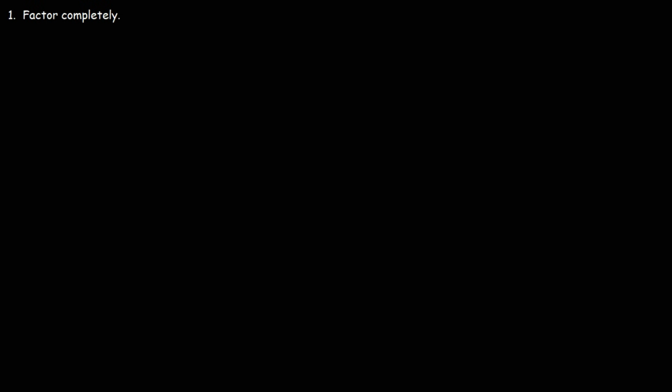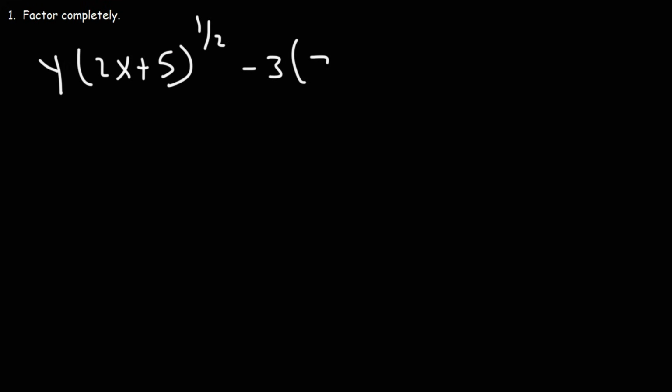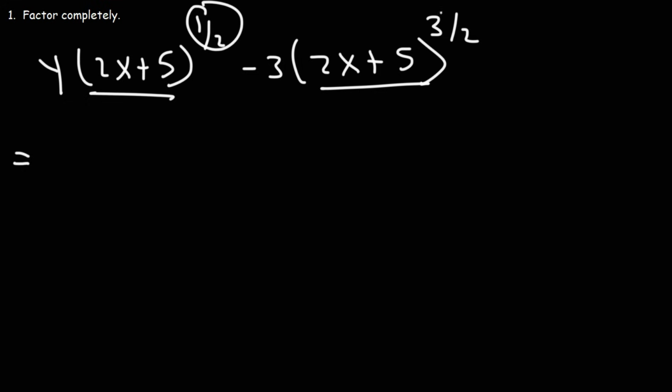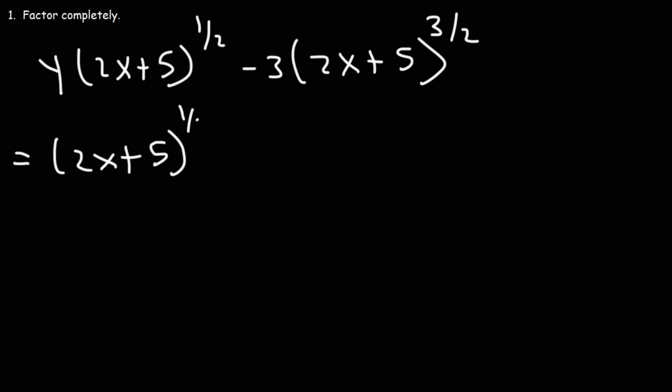Now, what would you do if you were given a problem that looks like this? y times 2x plus 5 raised to the 1/2, minus 3 times 2x plus 5 raised to the 3/2. What we need to do is take out the GCF. It's going to be the smaller of these two. 1/2 is less than 3/2, so we're going to take out 2x plus 5 raised to the 1/2. Once we take that out, we're left with a y here.